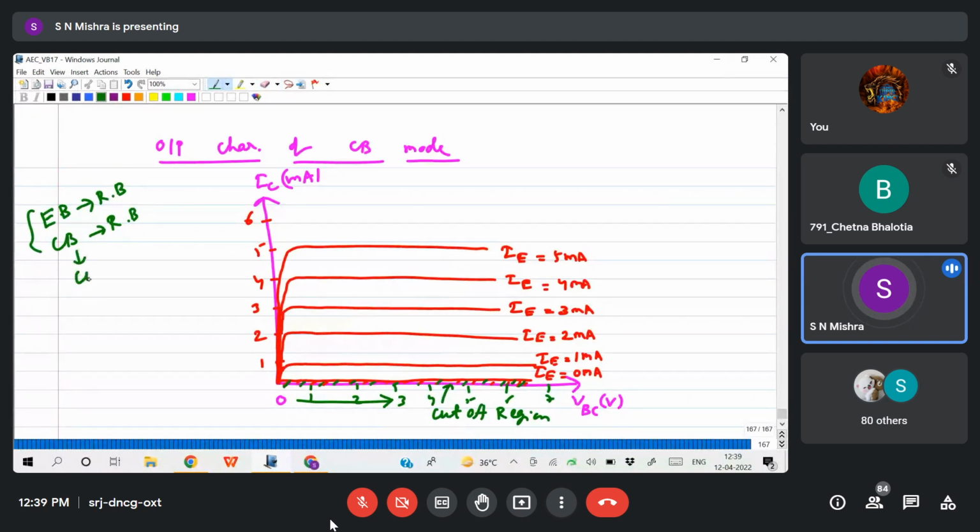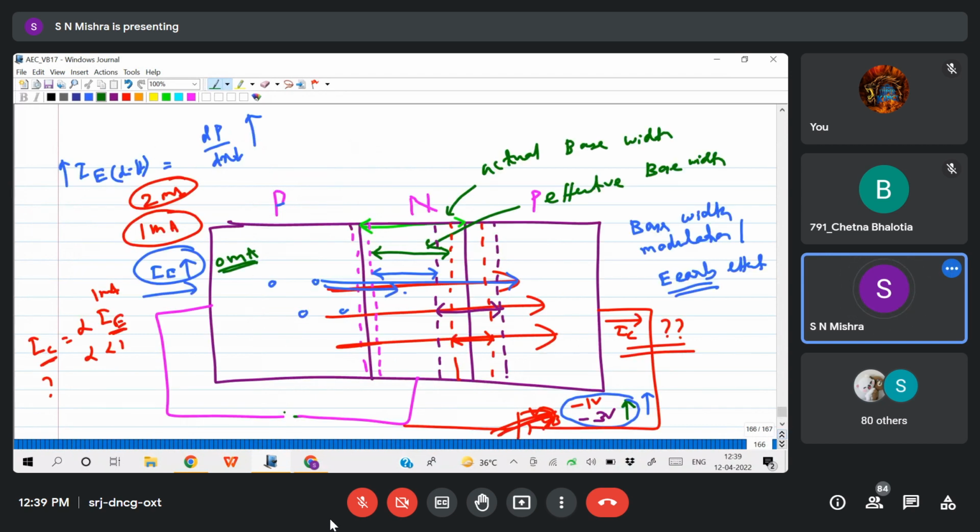So this is your cutoff region. Now from here to here, this is called the active region. Okay, so in the active region, current is flowing, we are getting current.